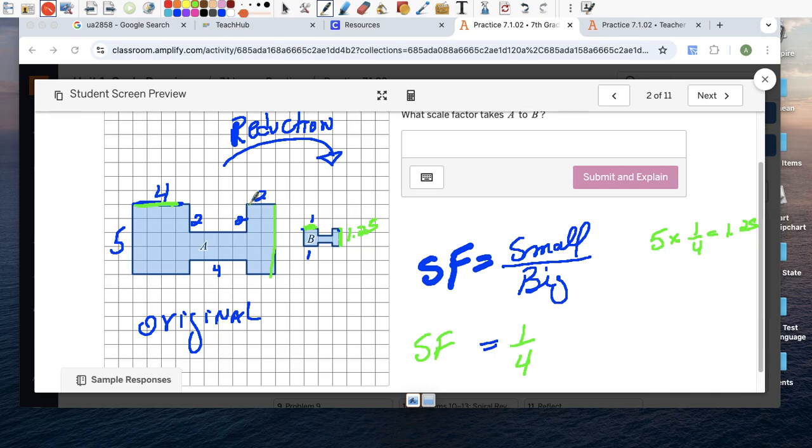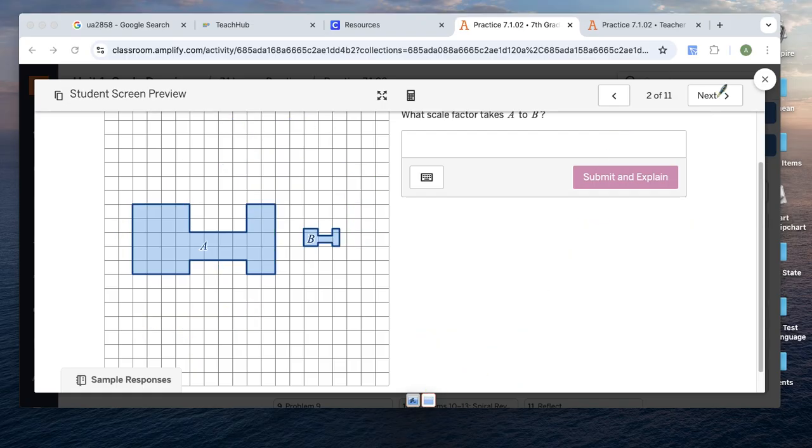The side that measures 2, we're going to take 2 times 1/4. And now we can clearly say that it's a half. So this side that measures 2, right here, measures a half or 0.5, however you want to call it. Okay, that's how you get that.